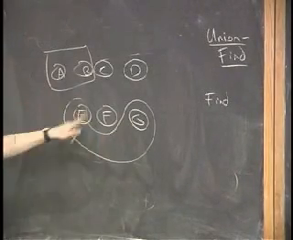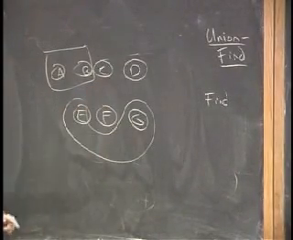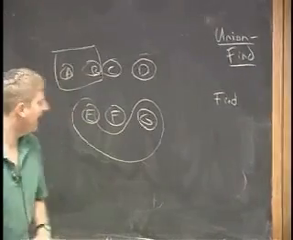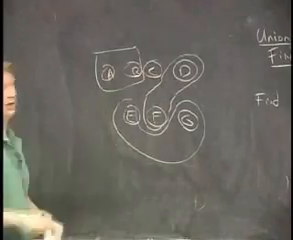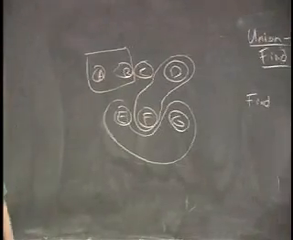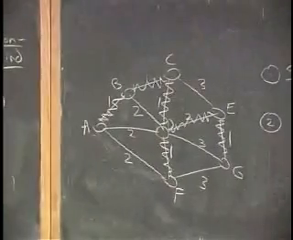So now I have 1, 2, 3, 4, 5 different sets. And then I did DF. So I combine these. Now I've got 1, 2, 3, 4 different sets. And then I did CD, I think, right?